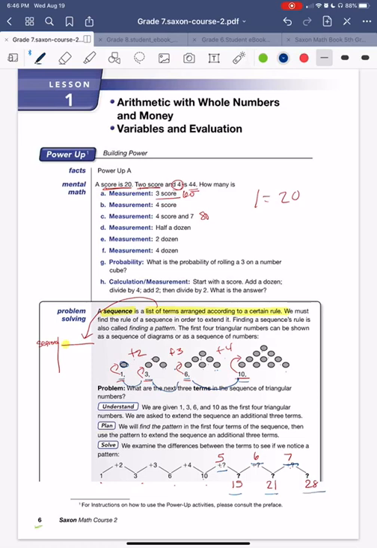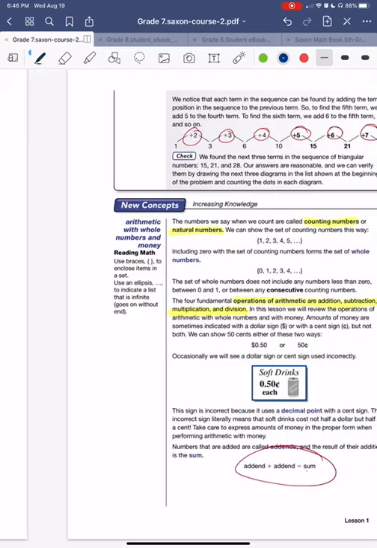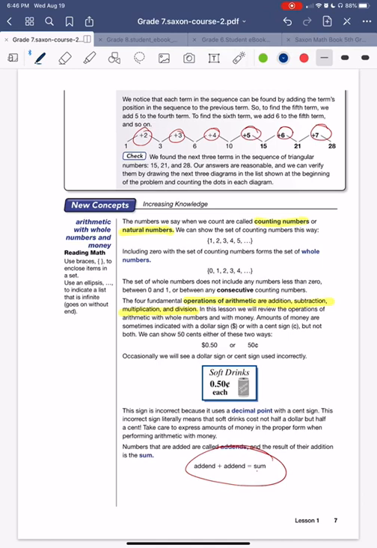Because 1 plus 2 gave us 3. And then 3 plus 3 gave us 6. And then 6 plus 4 gave us 10. And then 10 plus 5 gave us 15. And then 15 plus 6 gave us 21. And 21 plus 7 gave us 28. Then on the next page, basically that was our example, so we're able to check ourselves and know that we were correct.